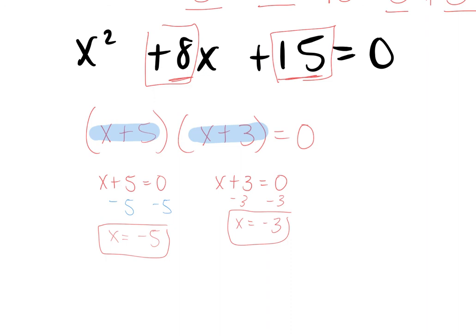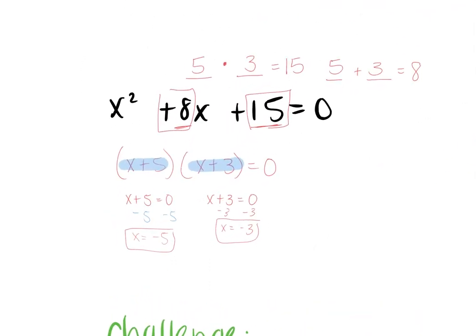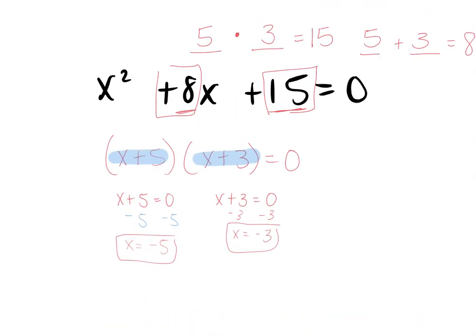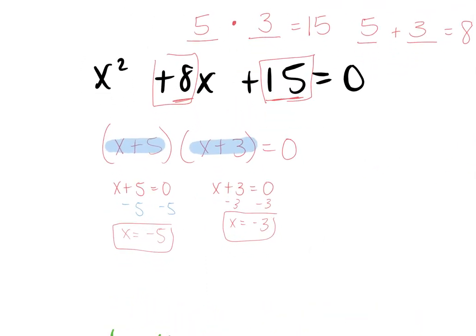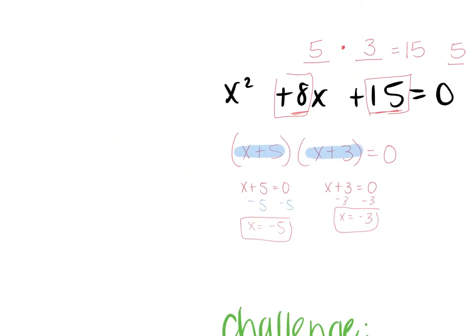Now, we can always check that we did it right by plugging them back in, right? So let's do that. Let's start with where we started, x squared plus 8x plus 15 equals 0. And let's plug in x equals negative 5 everywhere we see x. So we're going to write parentheses squared plus 8 times parentheses plus 15 equals 0.